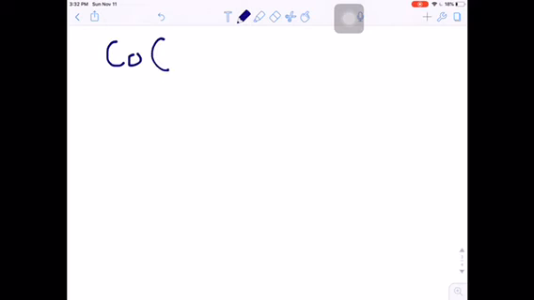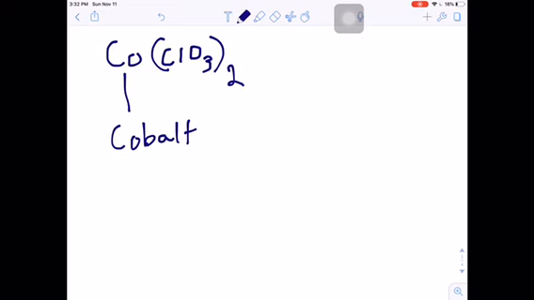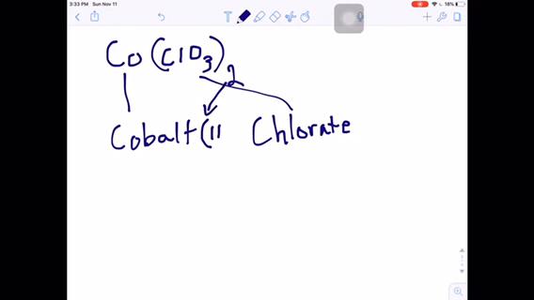Then to go from the formula to the name, like Co(ClO3)2, we know that Co is cobalt and ClO3 is the polyatomic ion chlorate, and the 2 means that cobalt has a charge of 2, so it'd be cobalt(II) chlorate.